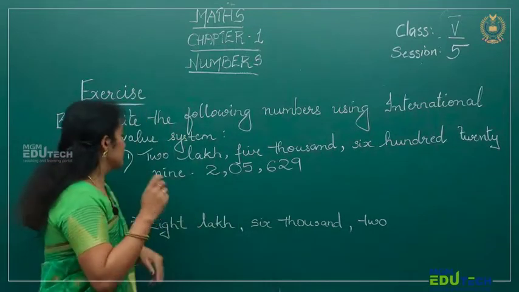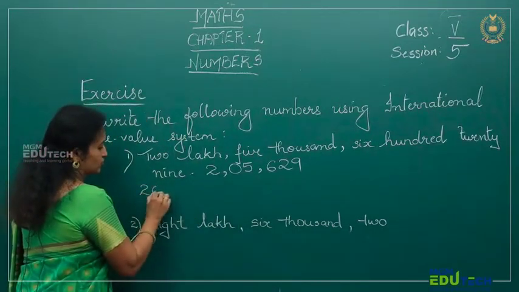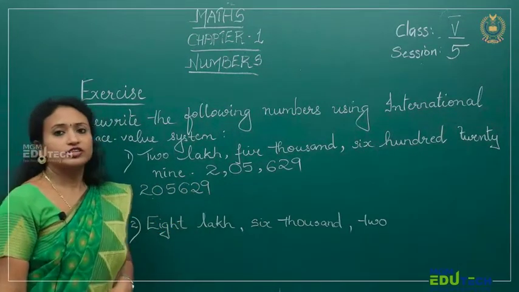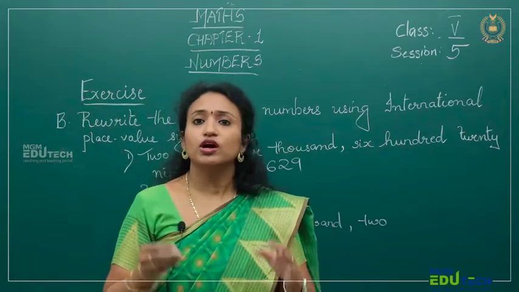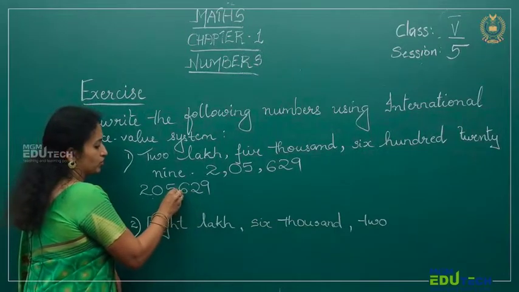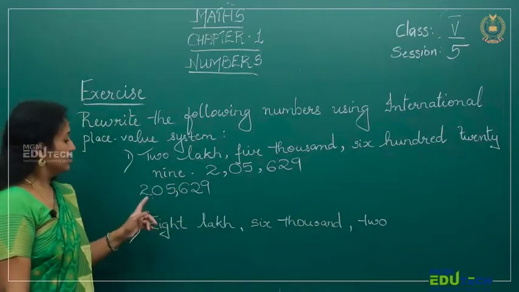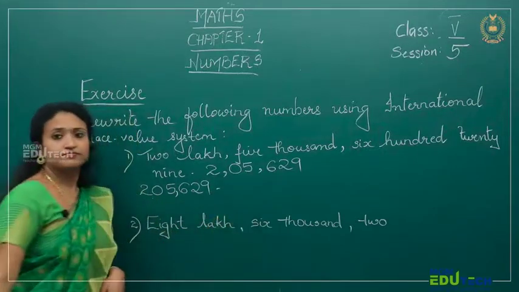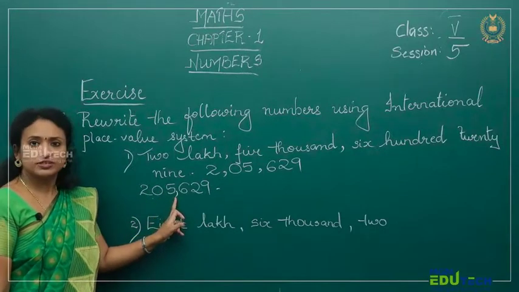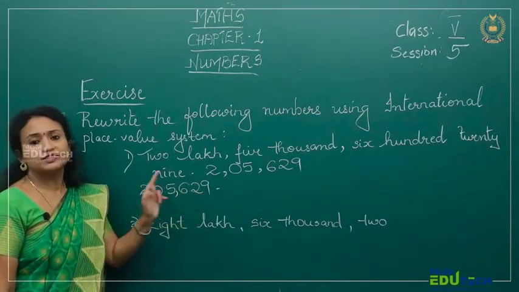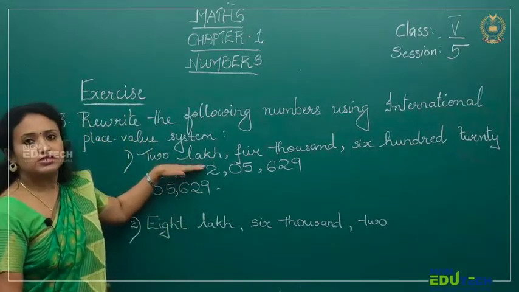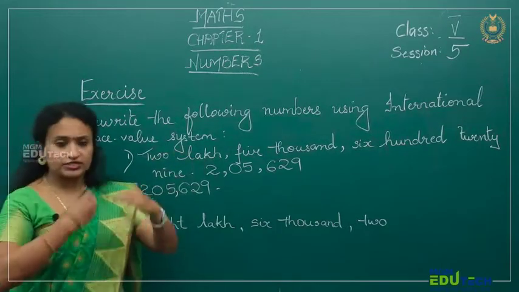So what do you do? Write the number. First write down the digits. 205,629. And according to the international place value system, you know how you put the commas? After every 3 digits. So 1, 2, 3, you put a comma. Correct. Now read. Now what is this number? Yes, 205,629. See how easy it becomes when you see this, you just read this and you start writing into the international form.